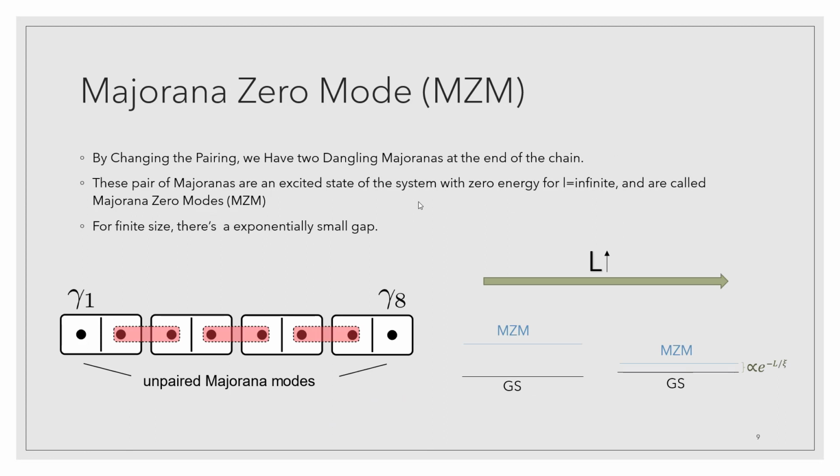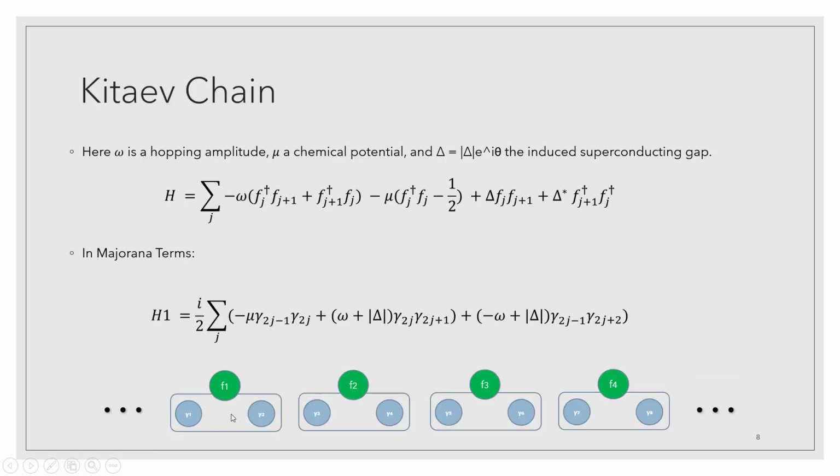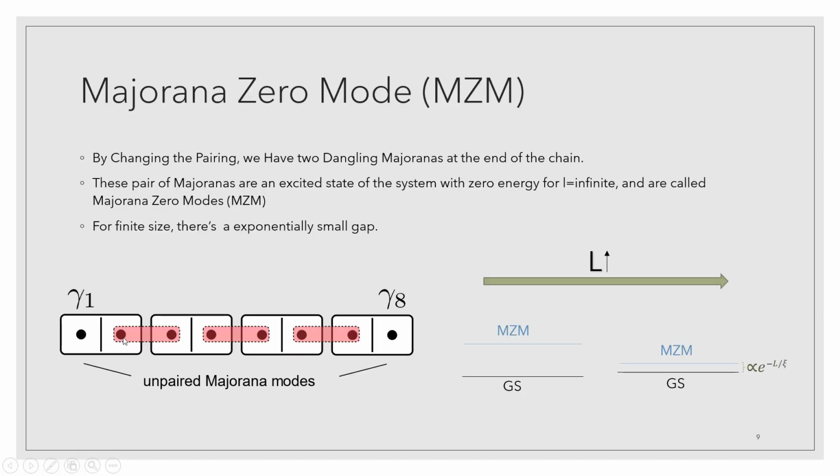So let's talk about these Majorana zero modes inside our Kitaev chain, which are frequently talked about. Kitaev argued that in his chain, in his toy model, you can actually pair up the Majorana modes, the Majorana fermions, normally like this, as you have seen in the last slide, like gamma 1, gamma 2, gamma 3, gamma 4. By pairing up, I mean consider two of them as a normal complex fermion, and you can actually change the pairing, and by changing the pairing you will end up with two dangling unpaired Majorana modes at the end of your chain.